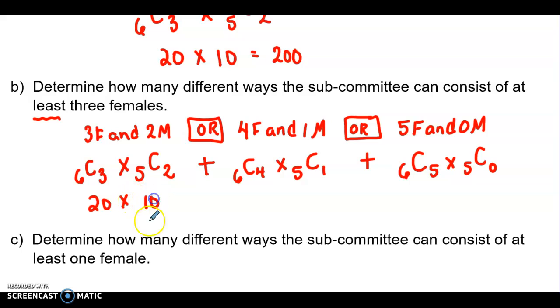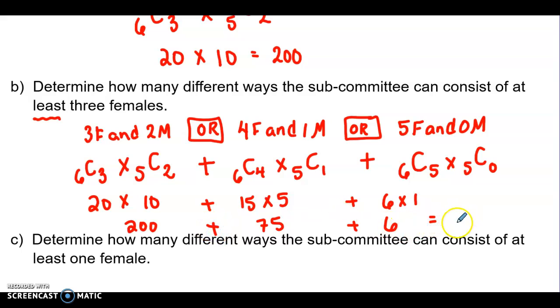20 times 10 is 200 plus 6 choose 4, 15 times 5 choose 1 is 5. There are 75 ways. And then 6 choose 5 is 6 times 5 choose 0 is 1. There is 6 ways. So adding together, we have a total of 281 ways to have at least 3 females of the 5-person committee.